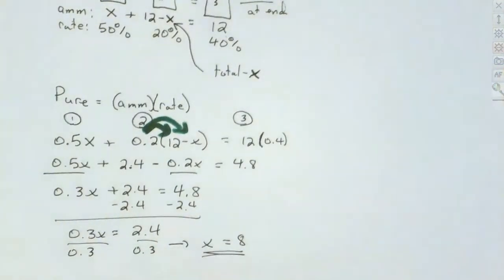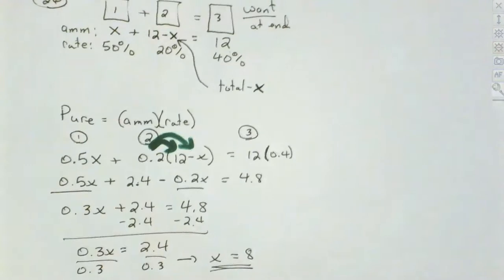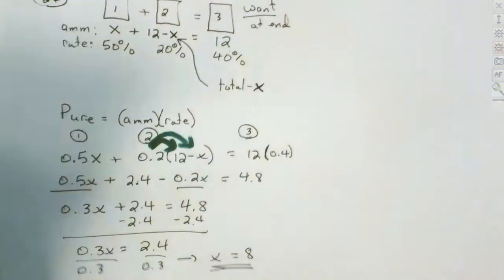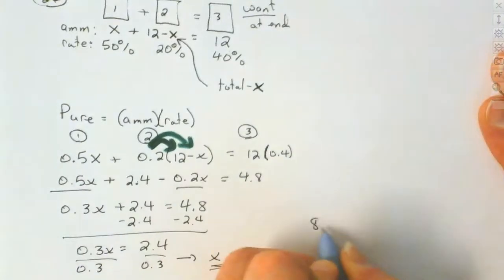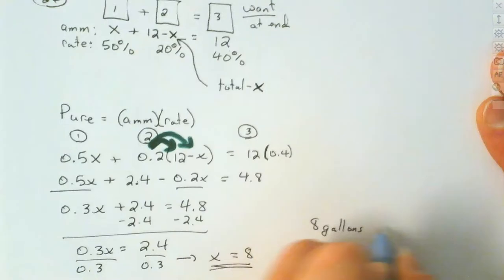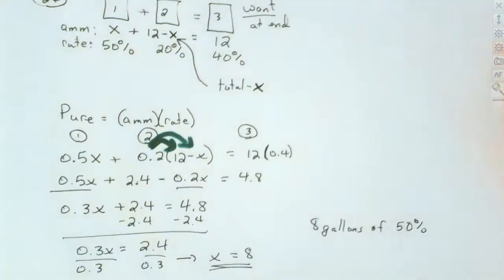And on this question, we need to make sure that we answer the question. It says, how many gallons of a fruit drink that is 50% fruit juice? Does that match with what we want? Okay, X goes with what? The first one, and that was 50%. So what do we need? We need 8 gallons of that 50% fruit drink. And that's what we need, and that answers the question.